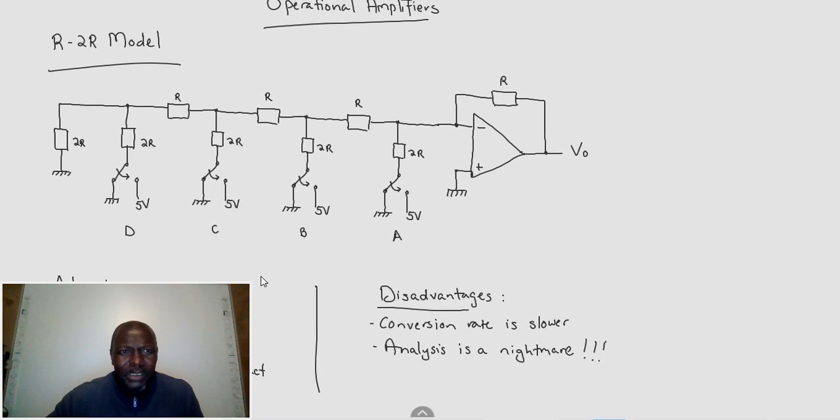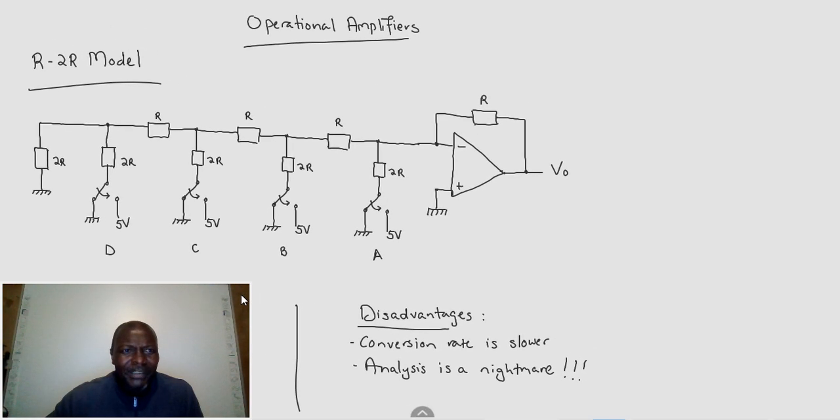Now, what are the disadvantages? The disadvantage is that the conversion rate is a little bit slower. If you see how long this circuit is, and it can get longer. Remember, this is just 4 bits. We could have had another bit. So with all those currents flowing all the way through, the conversion rate is much slower.